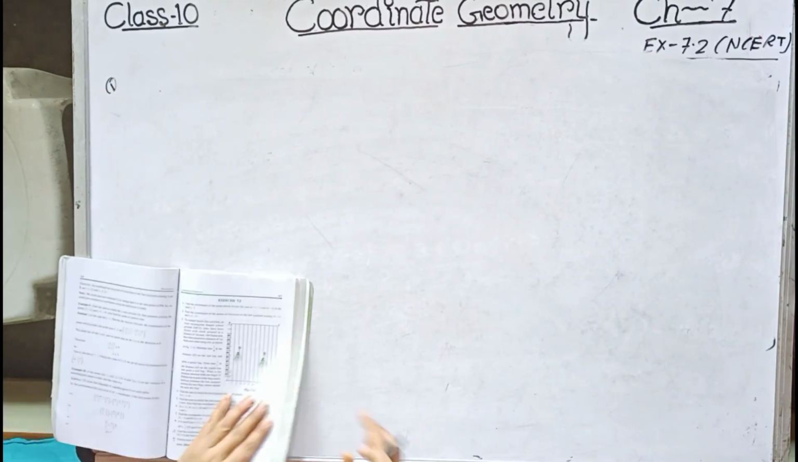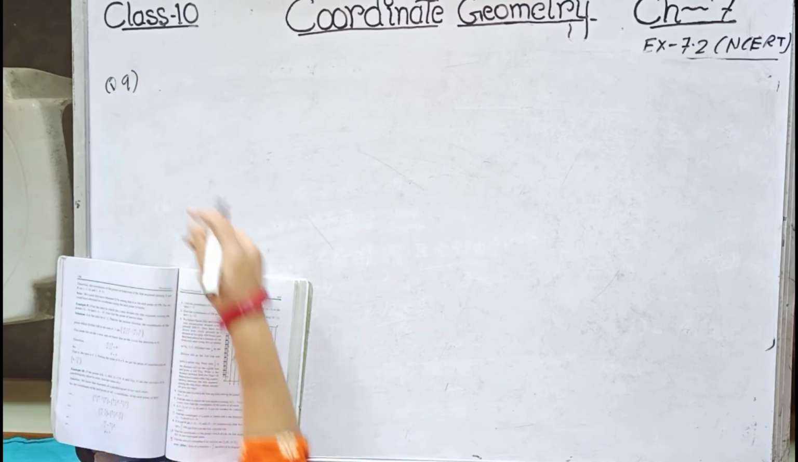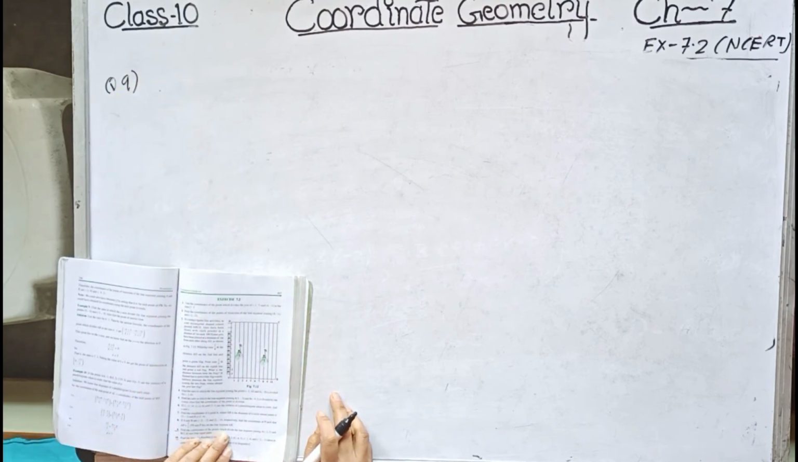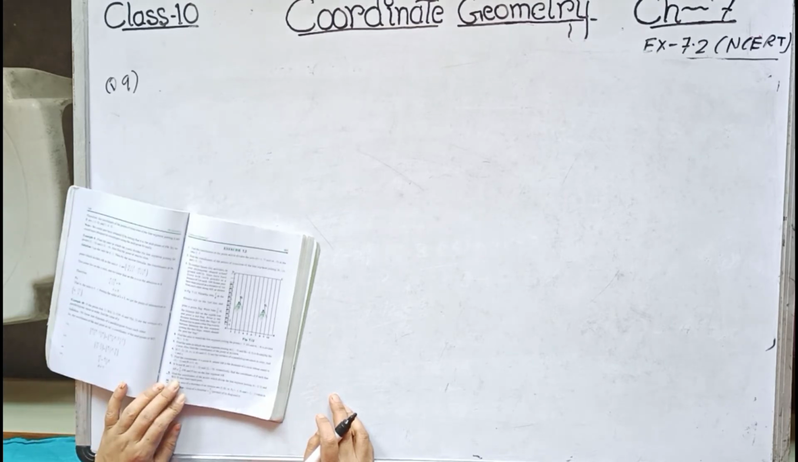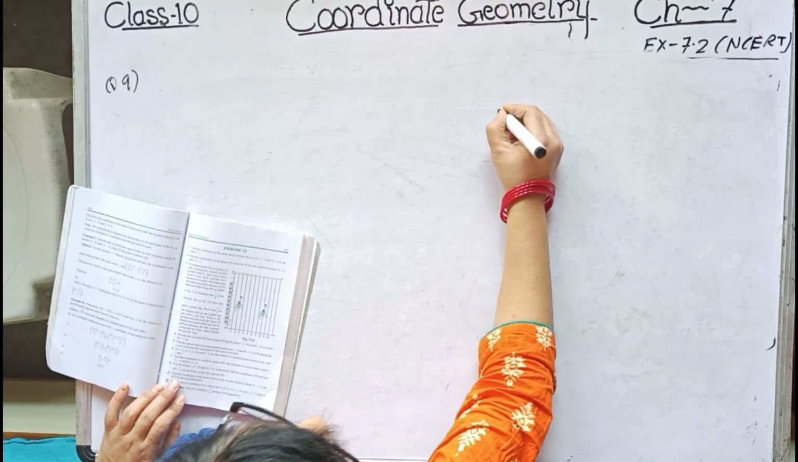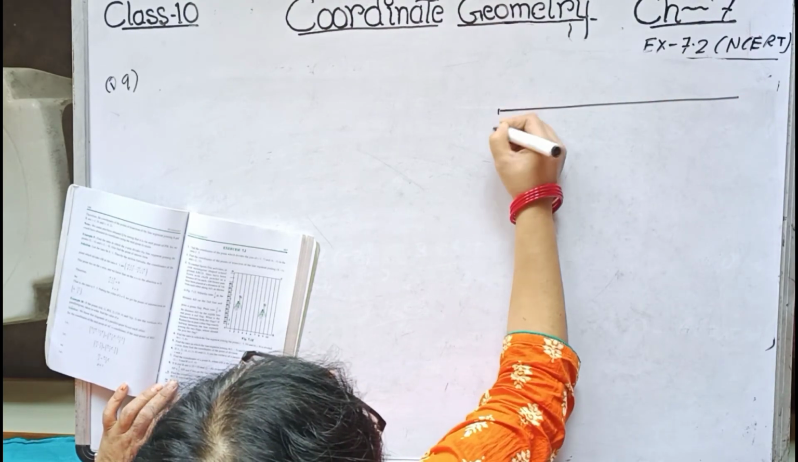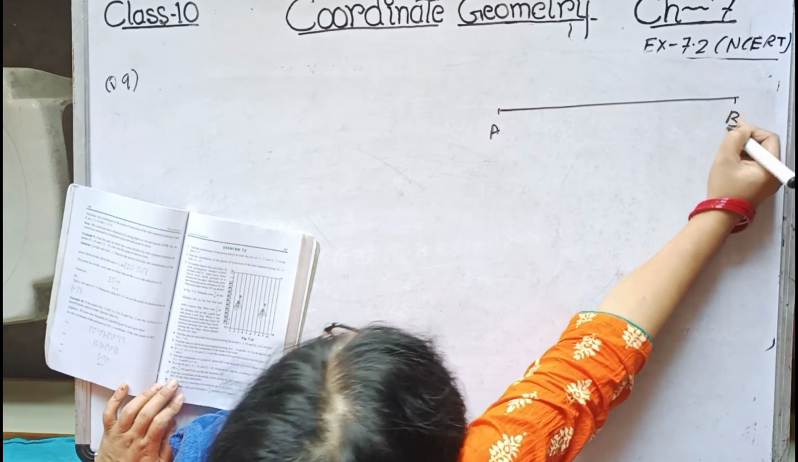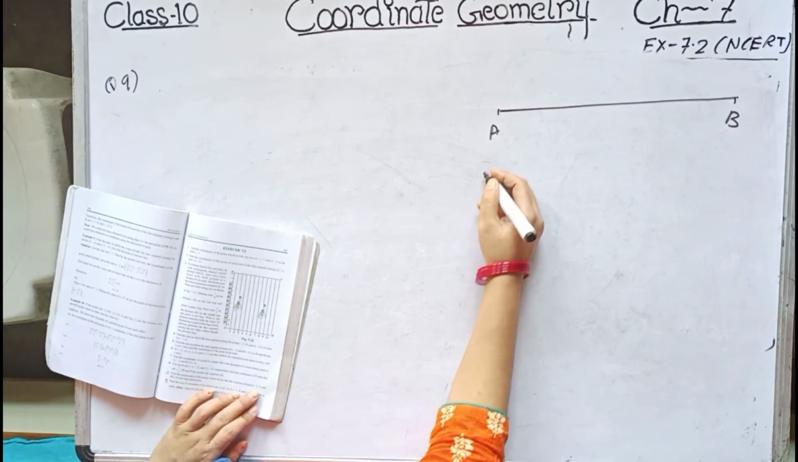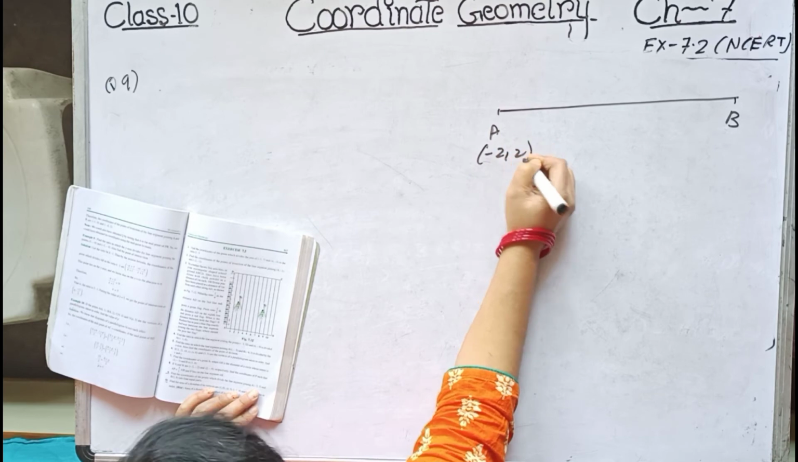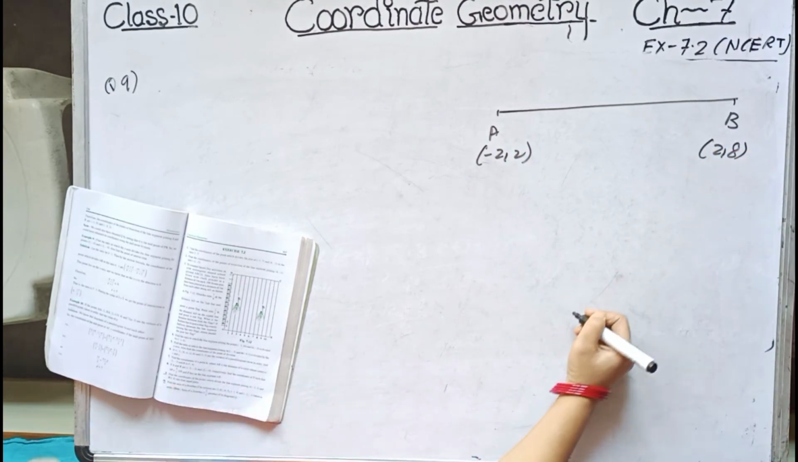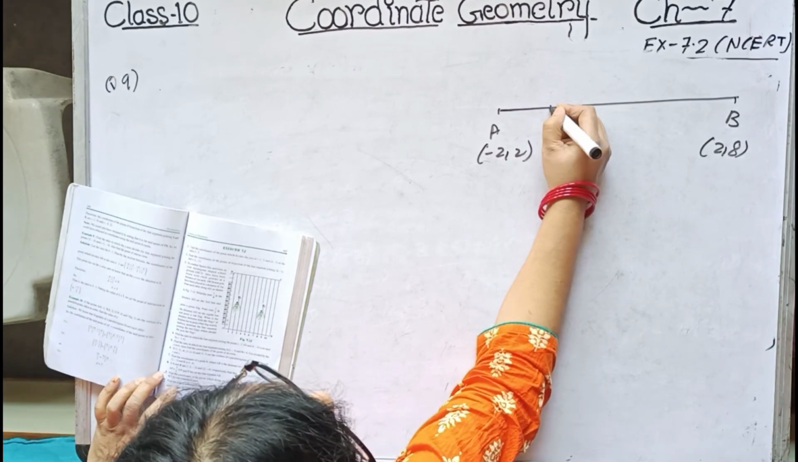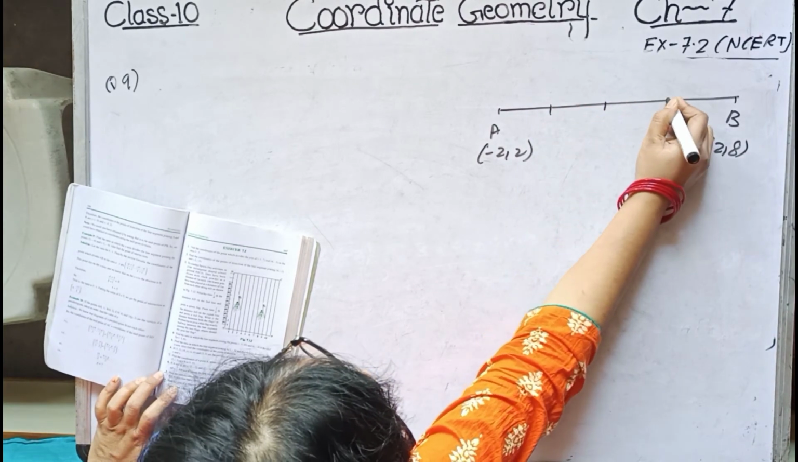Question number 9 says: find the coordinates of the points which divide the line segment A(-2, 2) and B(2, 8) in 4 equal parts. So a line segment AB is given such that the coordinate of A is (-2, 2), coordinate of B is (2, 8), and 1, 2, 3.